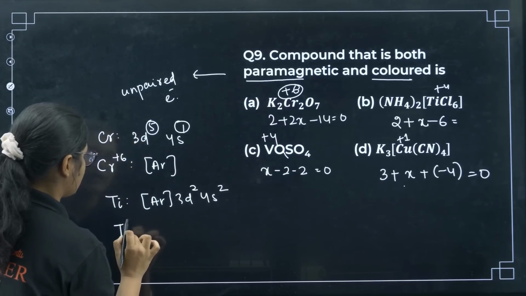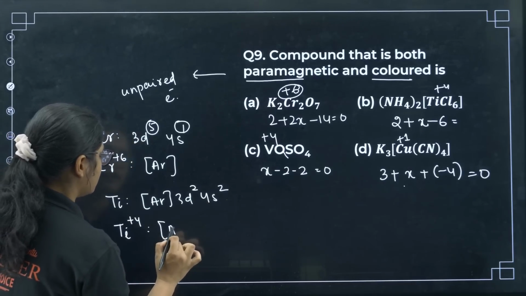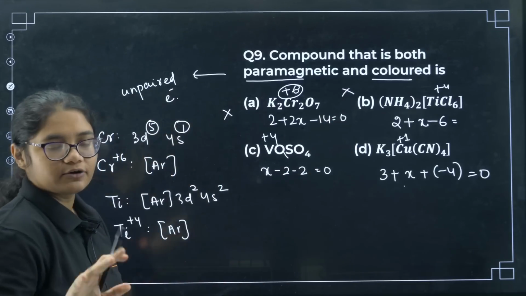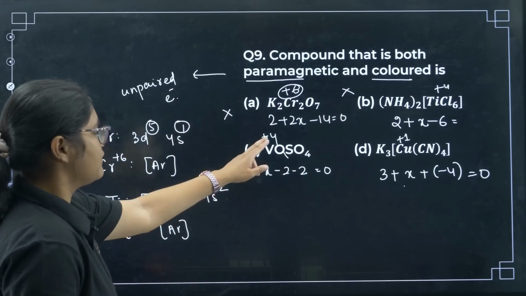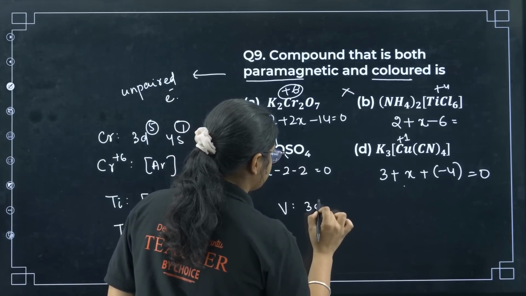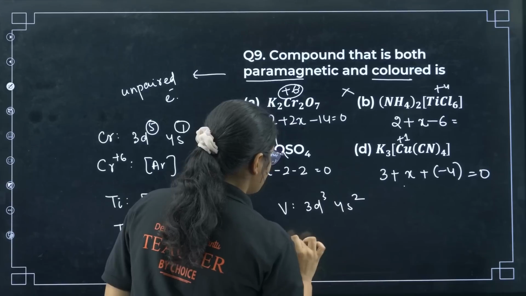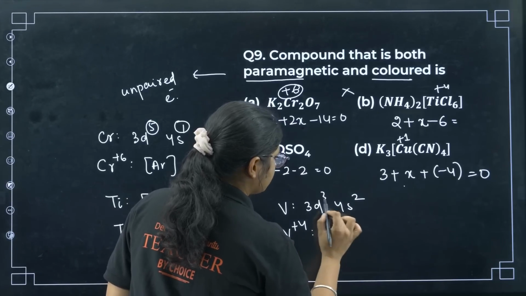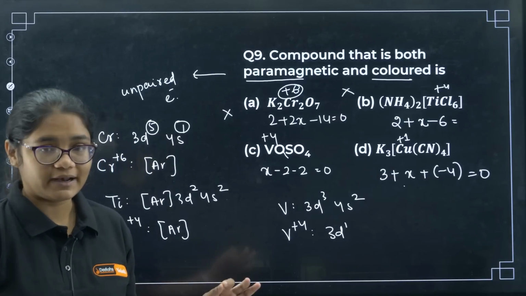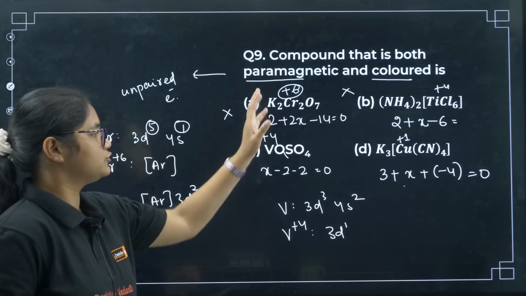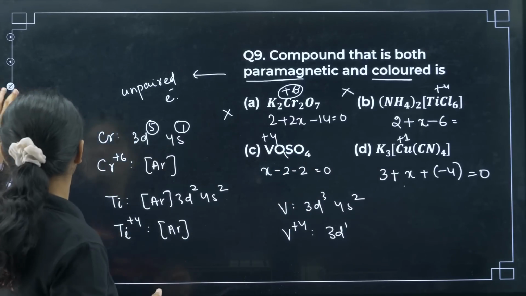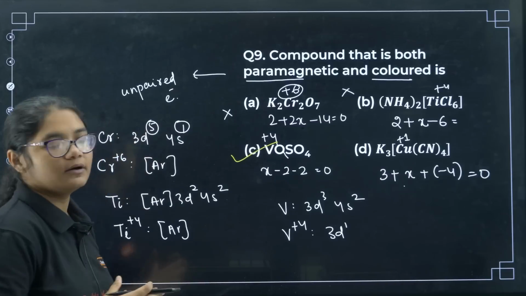And if I see Ti +4, it will also have only argon. Here also there is no unpaired electron, so this one will also have no unpaired electron, so no color and no paramagnetism. Vanadium, if I see +4: scandium, titanium, vanadium. Vanadium electronic configuration is 3d3 4s2. And if I have vanadium in +4 state, from 5 electrons 4 will go, I will have 3d1. So there is one unpaired electron, and this one unpaired electron can show paramagnetism, can undergo d-d transition and give you color. So the correct answer for this question will be option number C here.